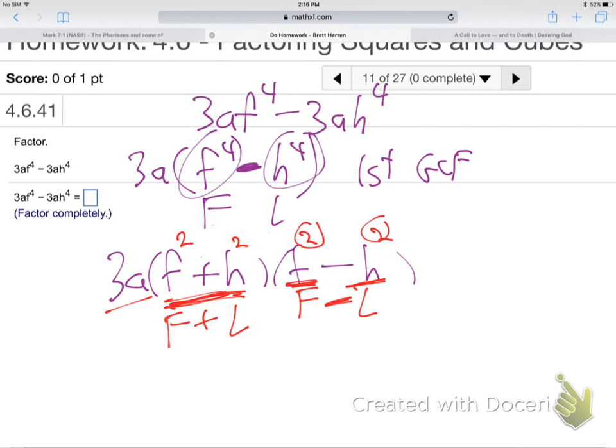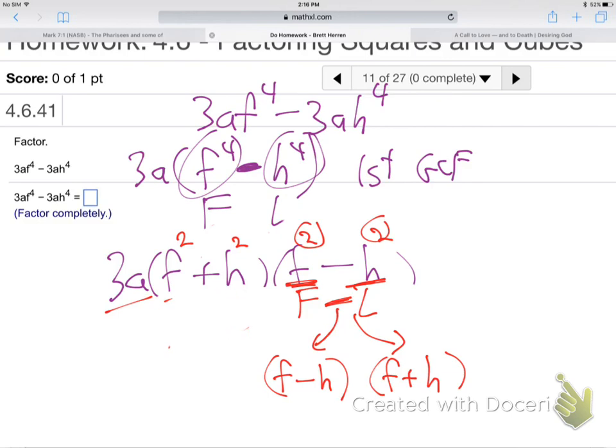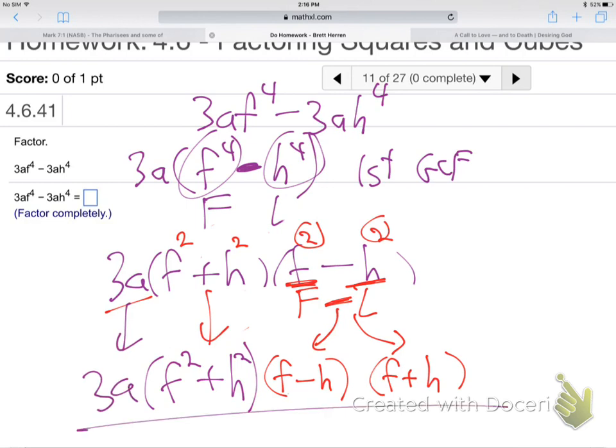Take me another step. So this one will break into 2 smaller ones, F minus H, F plus H, regular, first powers. Well, what about the one in the middle? He'll still be part of the answer. He just won't simplify anymore. So he'll stay F squared plus H squared, and of course the 3A is going to remain there. Now we're done. Everybody see that?